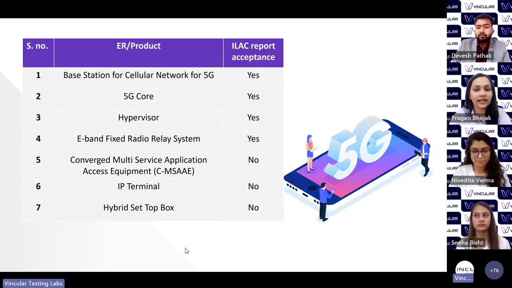Among these products, ILAC reports for technical parameters from non-border sharing countries are accepted for base station for cellular network for 5G, 5G4, hypervisor, E-band fixed radio relay system. Other than that, there are 3 more products which are falling in Phase 5, but ILAC reports are not accepted for them, which covers converged multi-service application access equipment, IP terminal, hybrid set-top box.